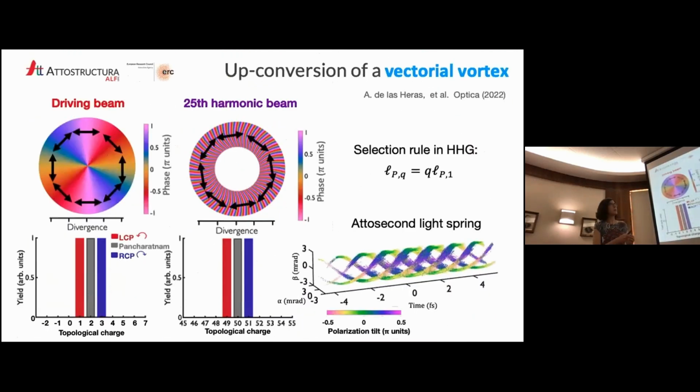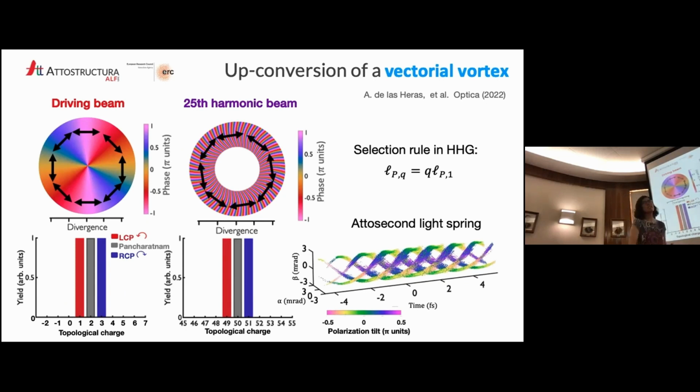Finally, we will talk about the upconversion of a vectorial vortex. In this case, the driving beam is structured both in phase and in polarization, and we obtain similar results to the case of a scalar vortex. We also obtain attosecond light springs, but now with a spatially varying polarization. So we can, for example, have attosecond light springs with radial or azimuthal polarization.